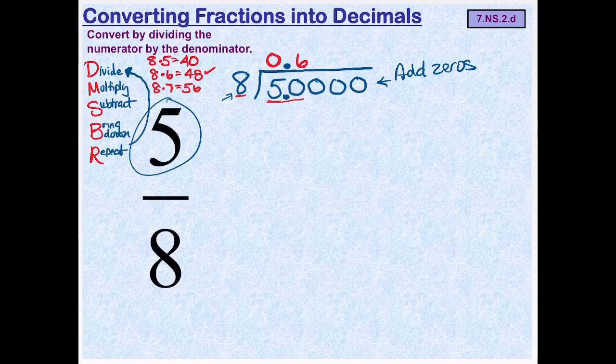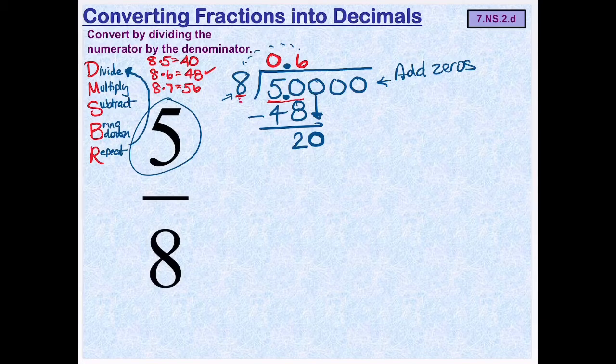All right, so we just divided. And then we're going to start the algorithm here, which is going to be multiply. So 6 times 8 is 48. Subtract, and you get 2. 50 minus 48. And then you bring down a 0. All right, so now we're ready to repeat the whole process over again and start dividing.